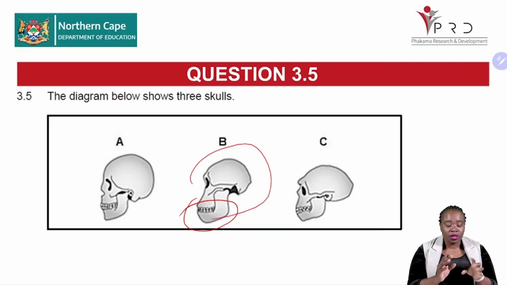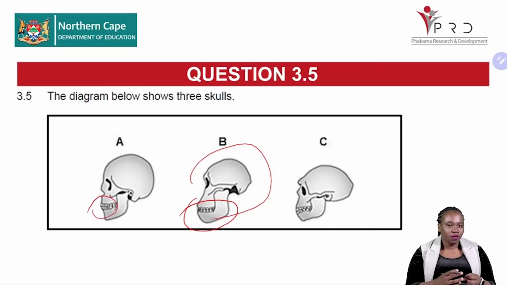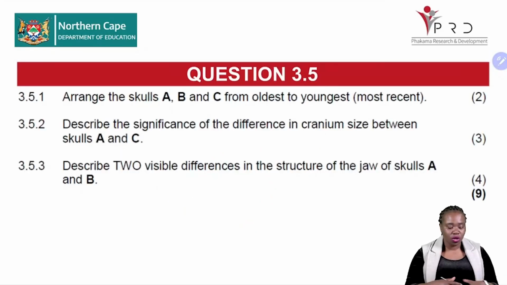As you are looking at these, remember, you should have the knowledge of what should happen to the brow ridges, the jaw, the size of the skull, and all of that. By knowing all of that, you are then able to look at these three skulls and say, okay, this one is the oldest, this one is the middle, and this one is the youngest. So get that knowledge first before you try to arrange these skulls by age.